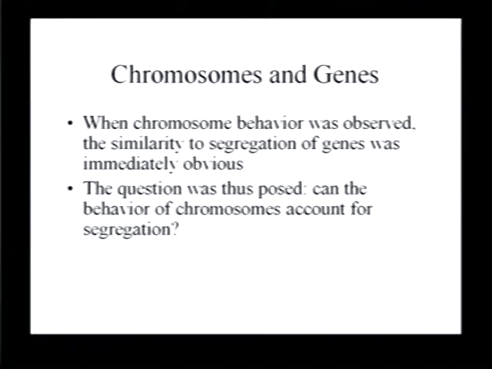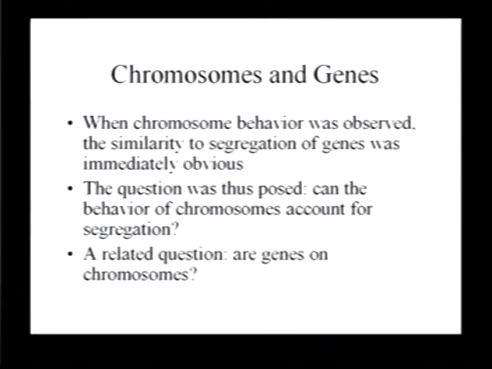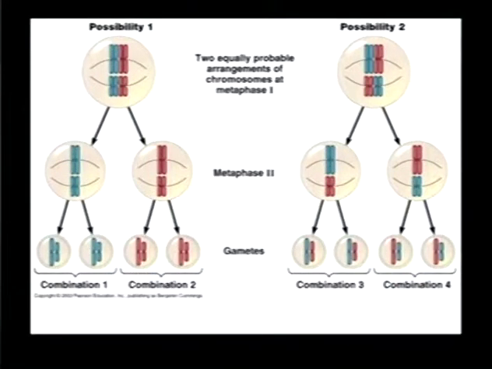Okay, so, can the behavior of chromosomes account for segregation? And the answer is yes. A related question, are genes on chromosomes? The answer again is yes, because chromosomes are the genetic material. So genes are, in fact, on chromosomes. This gets back to that question I asked a week and a half ago. How do we define a gene? We can't easily do it at this level, but we can at the molecular level. All right, so a couple of figures that will help you see how this works.